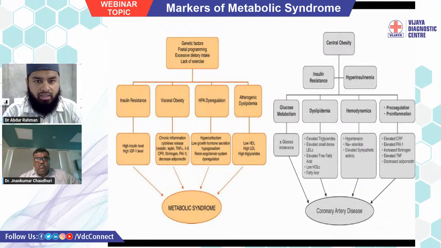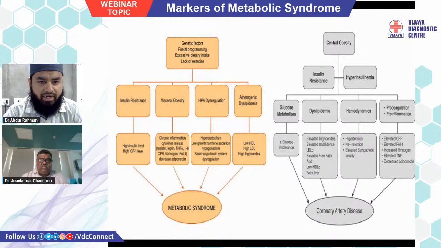In this next slide, we will discuss other factors like genetic factors and lack of exercise. For example, insulin resistance, visceral obesity, hypothalamo-pituitary axis dysregulation, and atherogenic dyslipidemia. As we have free fatty acids and low levels of ApoB100 and ApoA, they will lead to low HDL and high LDL, and this will cause metabolic syndrome. Due to dysregulation of the HPA axis, there will be too much hypercortisolism. As we discussed earlier, fat cells will also secrete angiotensin. This renal angiotensin dysregulation causes high blood pressure.